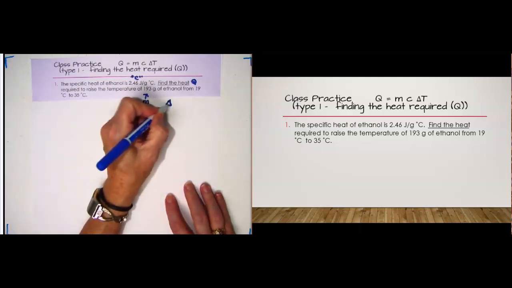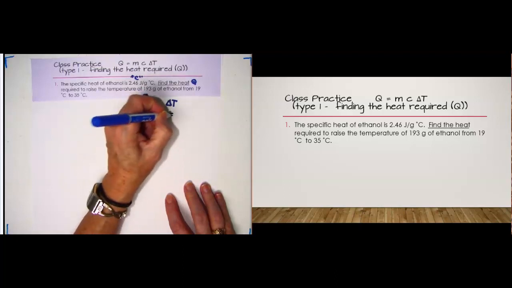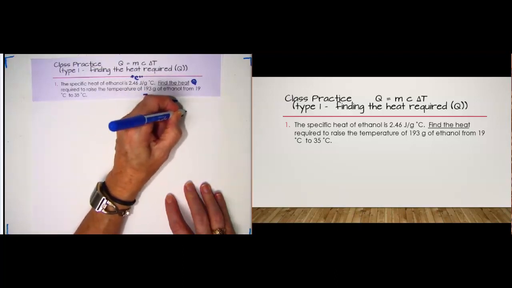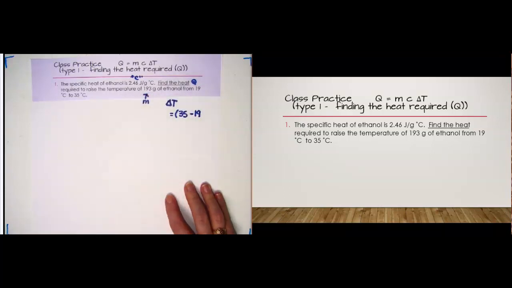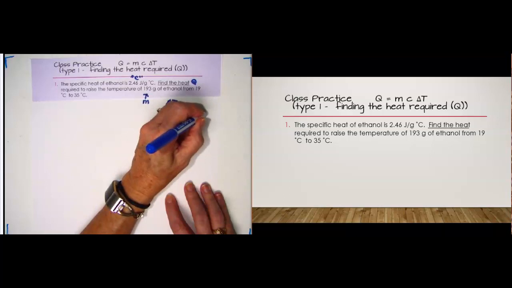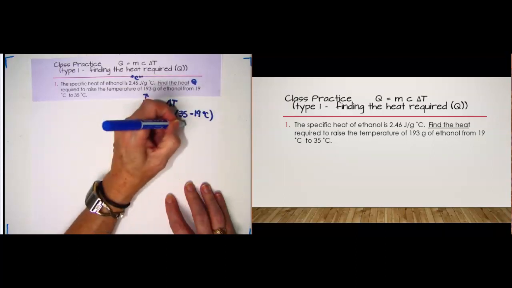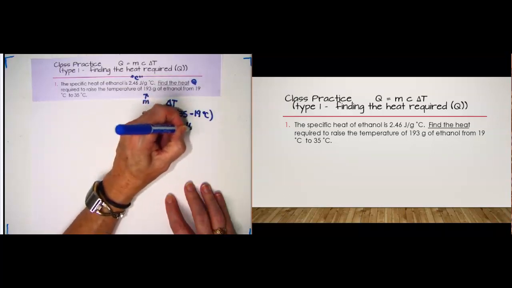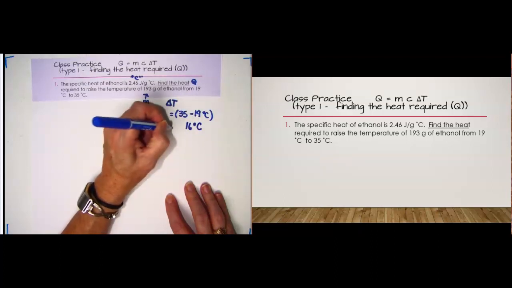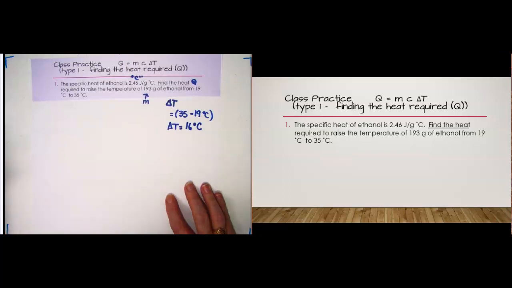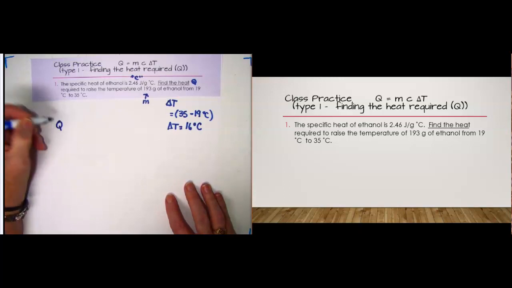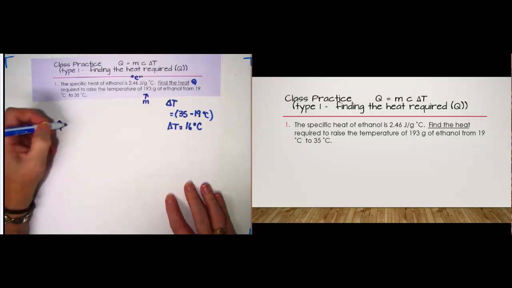So delta T is going to be equal to the final temperature of 35 minus the beginning temperature of 19. And this is degrees C, which is, of course, 16 degrees C. So this is delta T. So we've now identified all of our parts. So all we have to do is put them into an equation. And the equation reads Q, which is what we're trying to find. This is going to be in joules. I'll prove it to you in a minute.